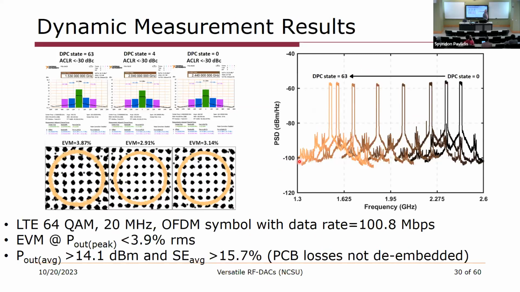So we measured this with some, at the time, 4G-like signals. These are LTE, 64 QAM, 20 megahertz OFDM symbols with a data rate of about 100.8 megabits per second. Without any DPD, we're able to get EVMs of less than 3.9% RMS. And here you can see the PSD as we tune across the range of operation with those modulated signals. The average output power is about 14 dBm, and the average system efficiency is about 15.7% across the range of operation. Again, loss is not de-embedded.